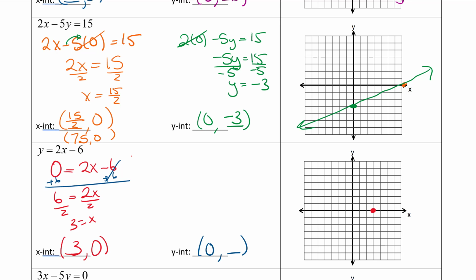The next one I'm plugging 0 in for x, so I have y equals 2 times x minus 6, but x is 0. Now this one's nice because y is already solved, so I have y equals 0 minus 6, or simply negative 6. So left and right 0, down 1, 2, 3, 4, 5, 6, right here. And then I can draw my line. Don't forget to draw it as long as you can and put arrows on the ends.